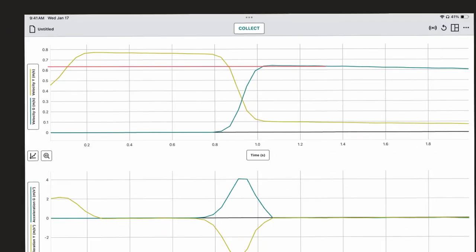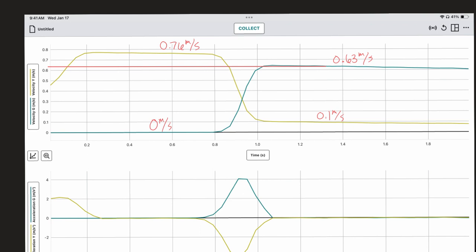So if we were to look at this, we're saying that after the collision, the yellow car is 0.63 meters per second. Before the collision, it was 0.76 meters per second. The green car was 0 meters per second before, and then after the collision was 0. Oh wait, no, I'm sorry, I wrote down the wrong spot. This is 0.63, and this was 0.1. That all look good?